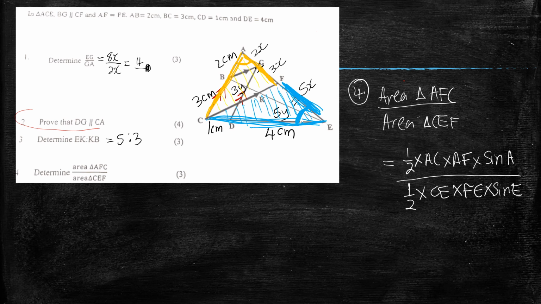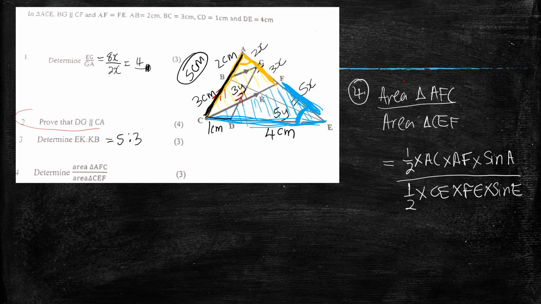Yes, there's a relation, but you must be very observant to identify this relation. Take a look at this side, CA. It's equal to what? It's equal to 5 centimeters. CA is 5 centimeters here, right?